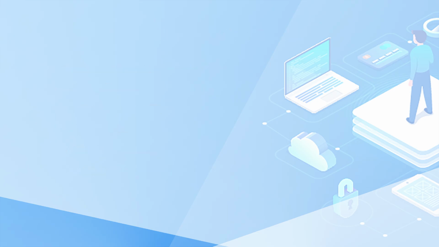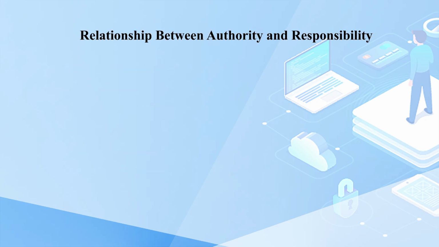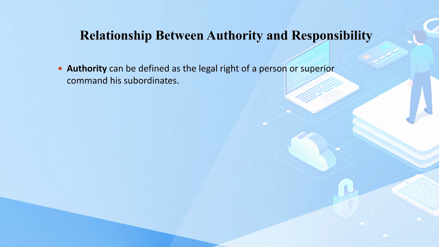Now we'll talk about the relationship between authority and responsibility. Authority can be defined as the legal right of a person or superior to command his subordinates. Why? Because if we do not have a legal right to tell a person to do this job, then how will he do that job? If I tell someone, do this job and you will get this much payment, unless I have a right to tell that, I cannot tell anyone. I cannot get things done by anyone who is not holding responsibility to me. So I have to have legal rights.